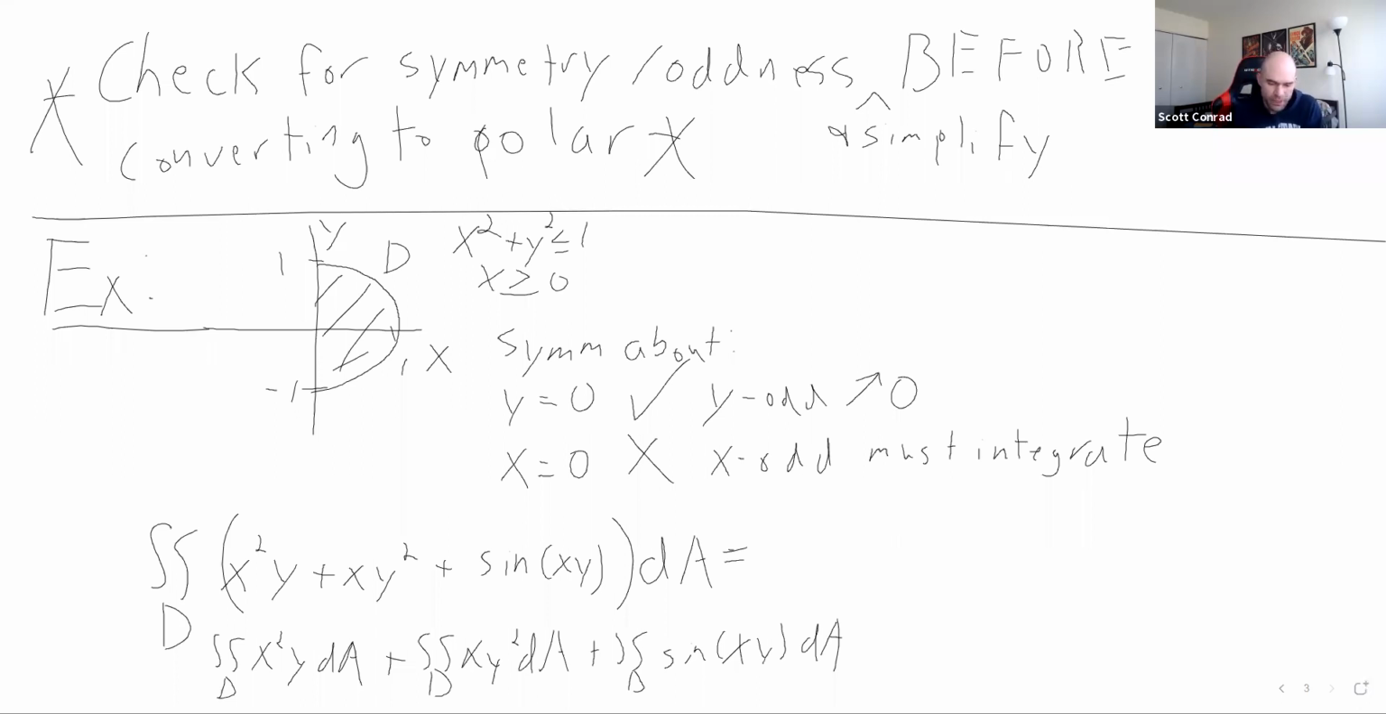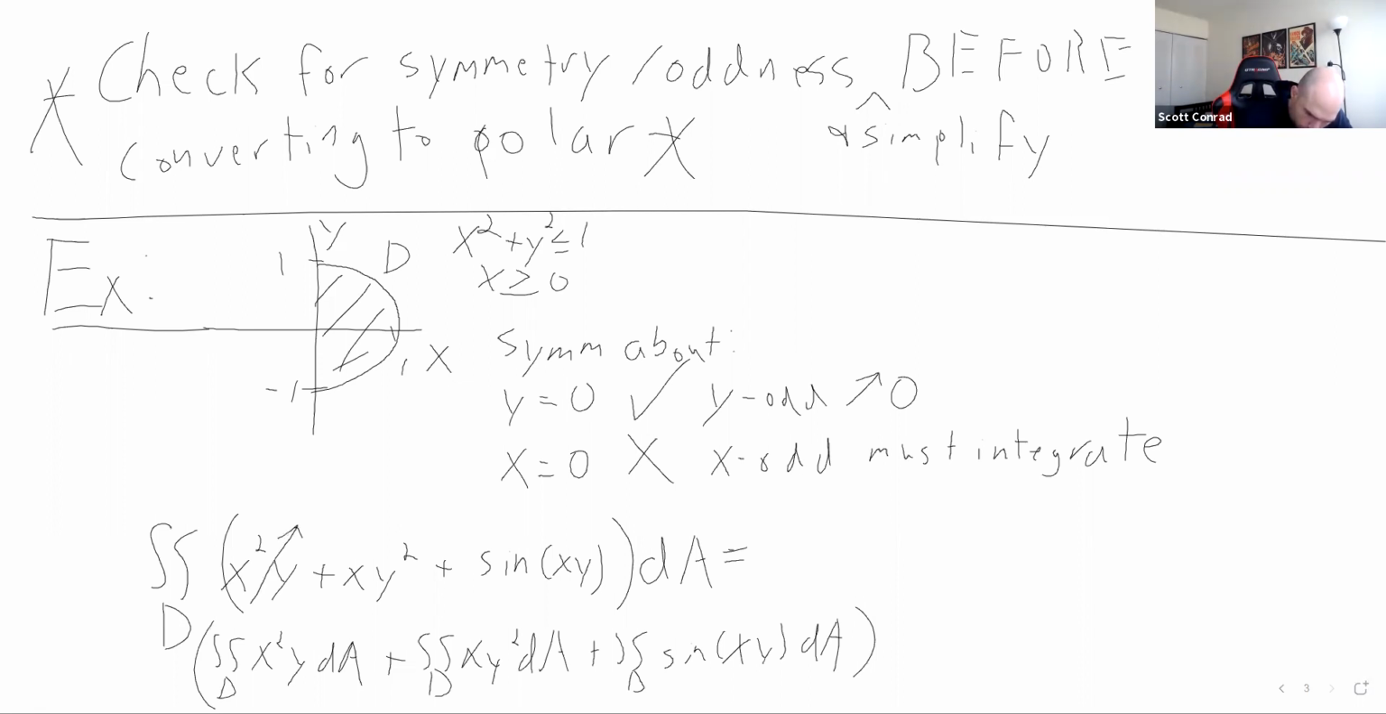And so for each of these terms, if we know it integrates to 0, then we can just get rid of it and not worry about it. Okay, so we know because we're symmetrical about y equals 0 in the y direction, let's find all our y odd terms. All of those are going to go to 0.